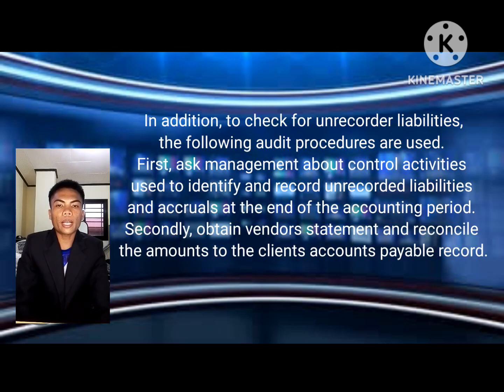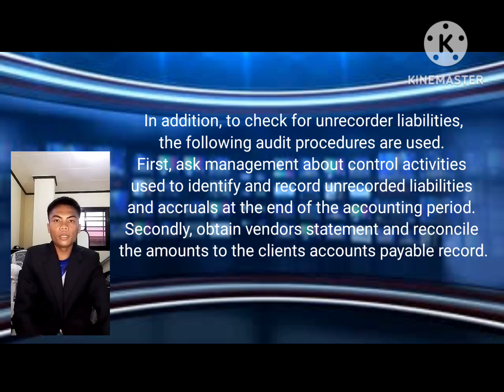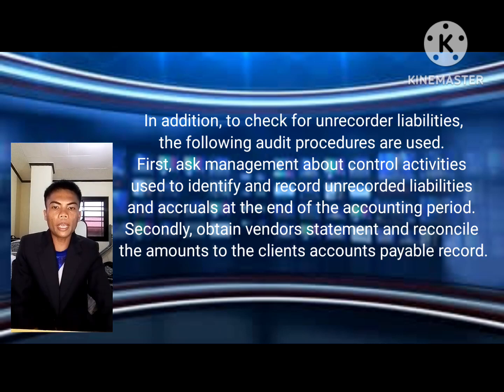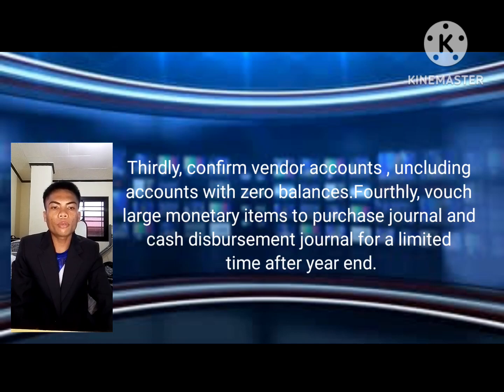In addition, to check and record liabilities, the following audit procedures are used. First, ask management about control activities used to identify and record unrecorded liabilities and accruals at the end of the accounting period. Secondly, obtain vendors' statements and reconcile the amounts to the client's accounts payable records. Thirdly, confirm vendors' accounts, including accounts with zero balances.